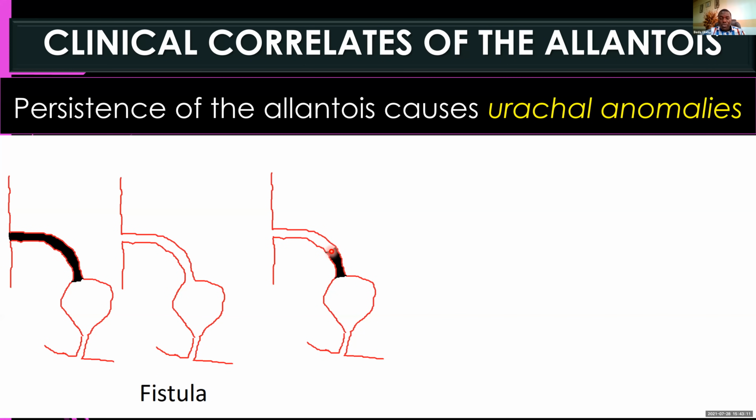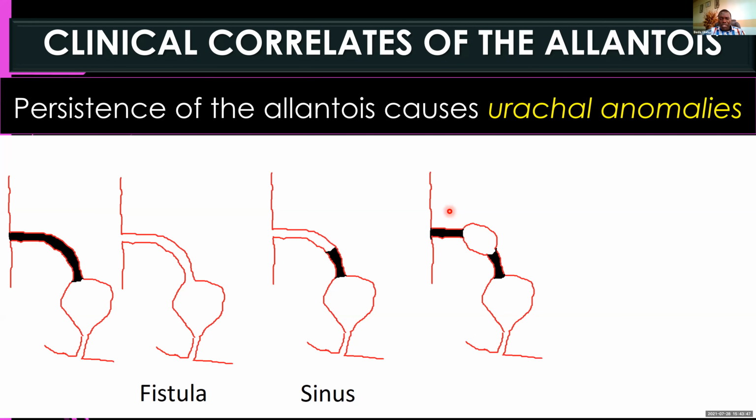It is one of the forms of umbilical sinus. But because this is related to Allantois, we call it urachal sinus. A sinus is a tract with a blind end. A fistula is a tract with both ends open. So this one has only one open end, the other one is blind, so we call it a sinus. So this is urachal sinus. It is an example of umbilical sinus.